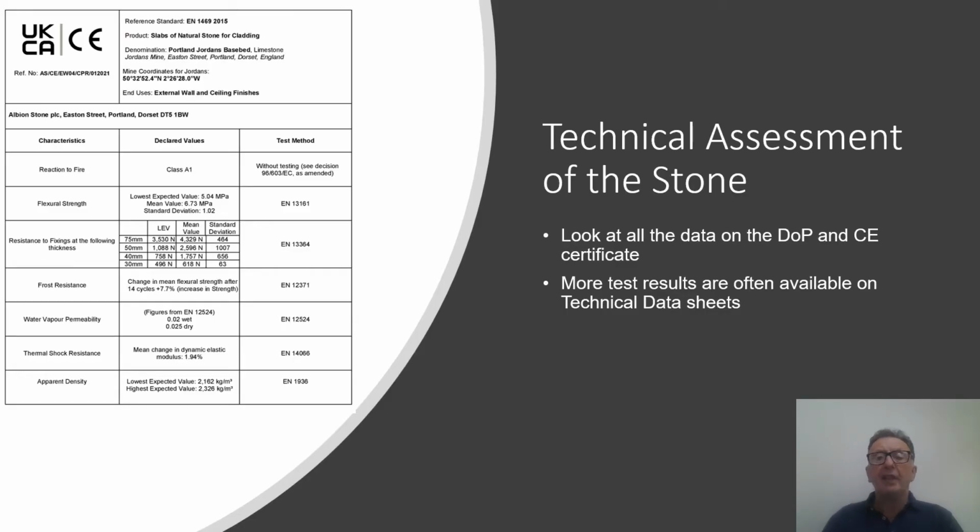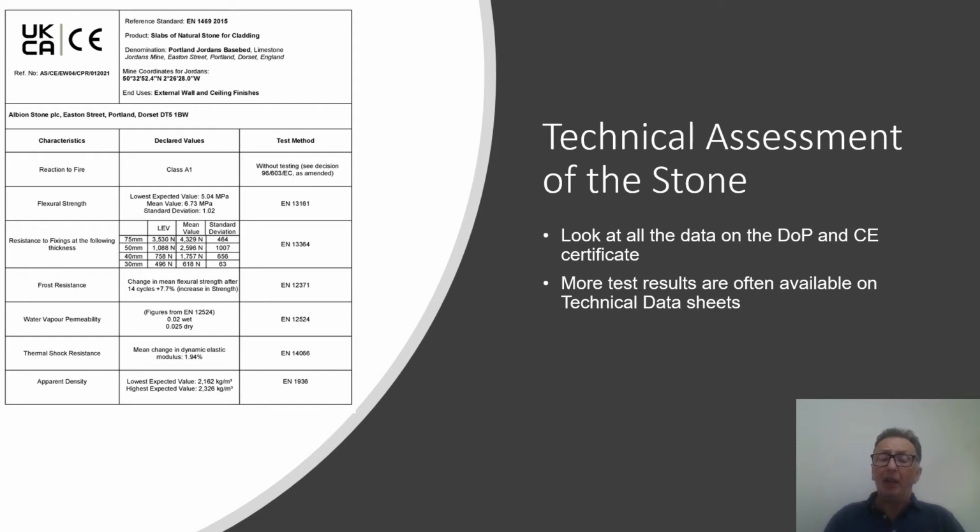As raised previously, the DOP for a stone is a very good starting point when looking at making a technical assessment of its properties. The DOP itself should be no more than 2 years old. It is possible that some of the data that's contained within it could be slightly older than that, but the signed and dated document presented as the DOP should be no more than 2 years old, in my opinion.